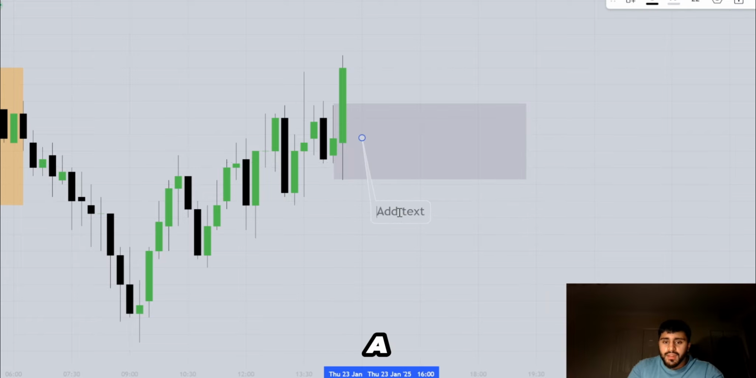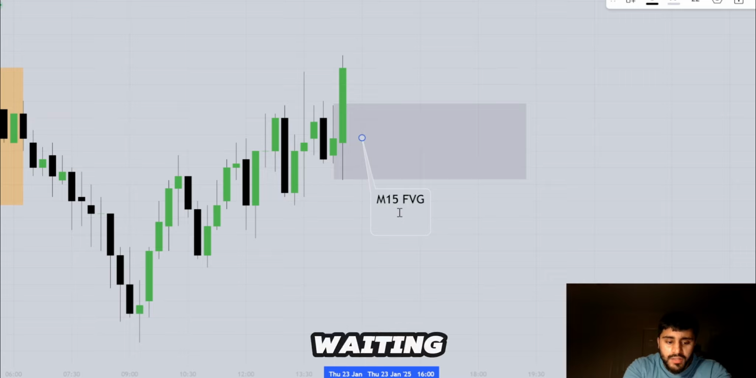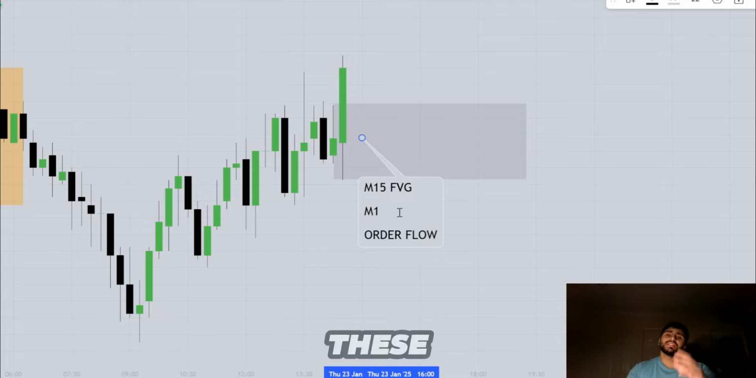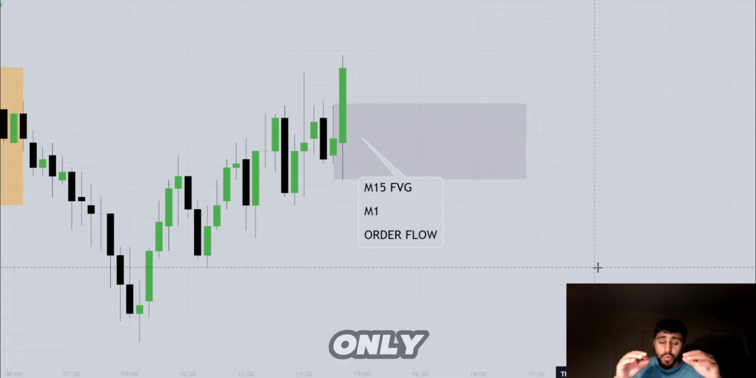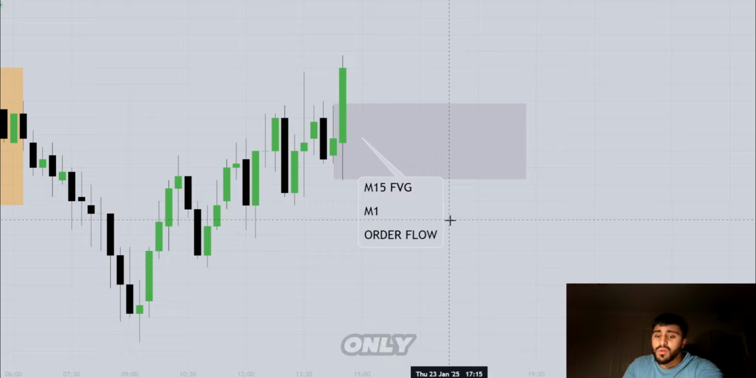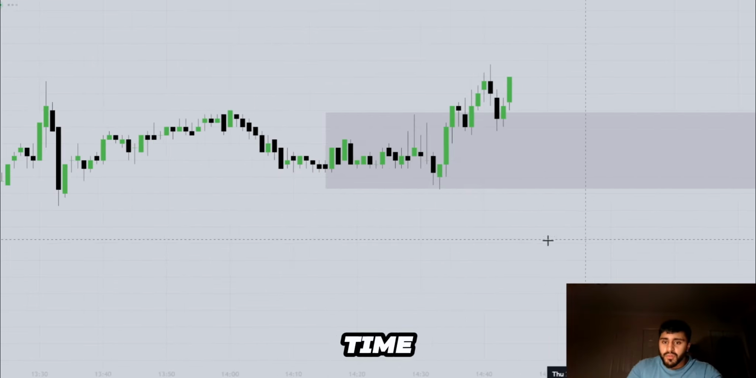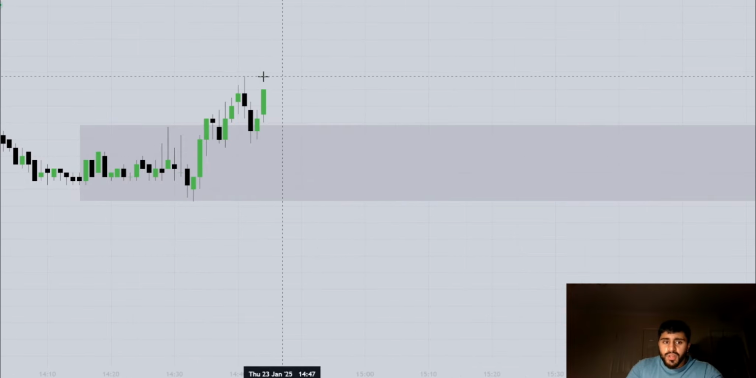If I were to write this down, you're looking for a 15-minute fair value gap. You're then waiting for price on the 1 minute to come into that fair value gap. And then you are using order flow to validate your entry. These are the only three things I use to trade, and these are the only things you need as a trader, right? So if we just go down now to the 1 minute time frame, we are looking for price to do something like this.